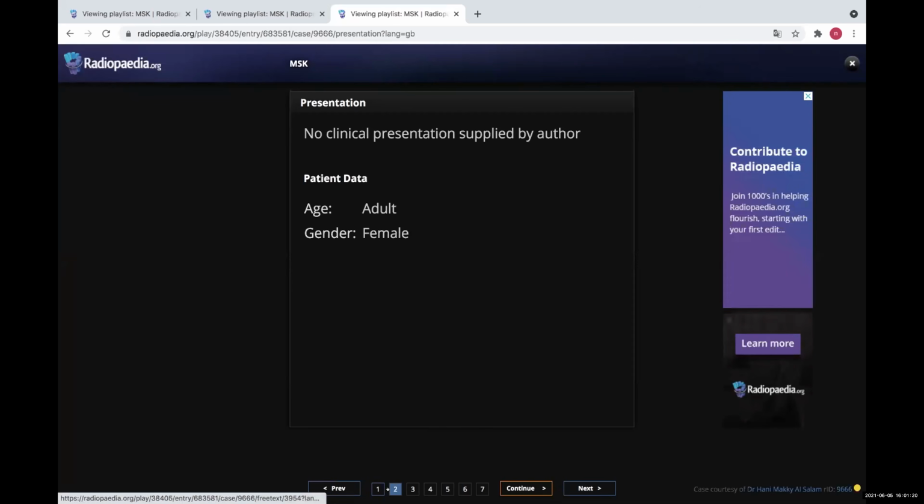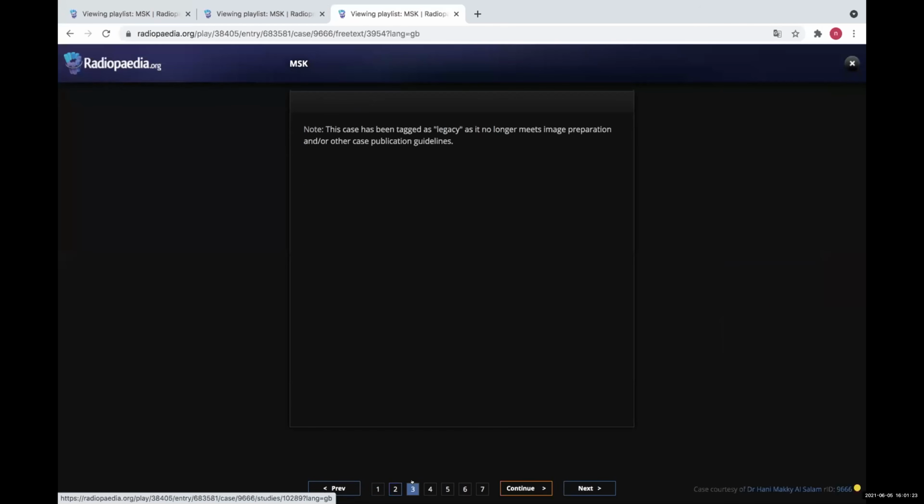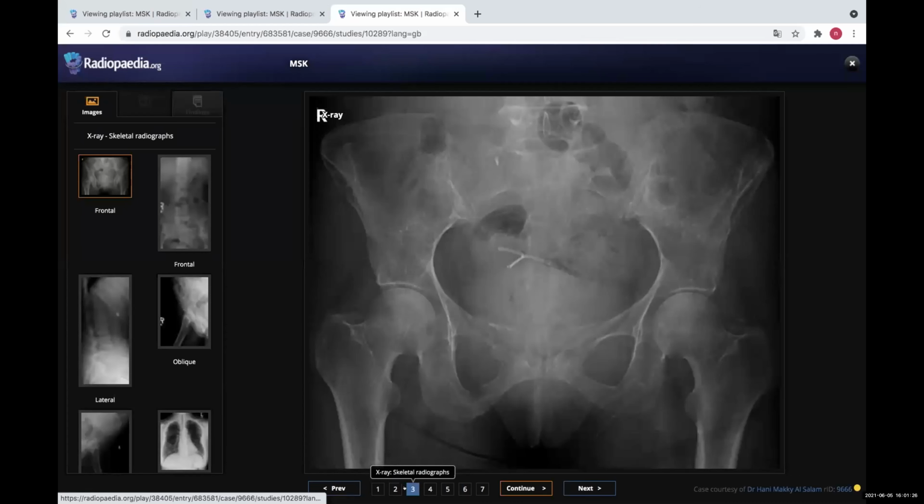There is no clinical presentation, so I will click directly to the plain X-rays. These are the available ones. I am provided with the AP radiograph of the pelvis of an elderly patient. Male or female? It's a female pelvis, and I can also see an intrauterine contraceptive device in the pelvis.